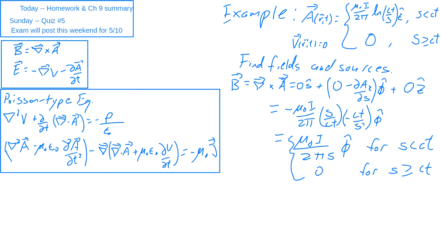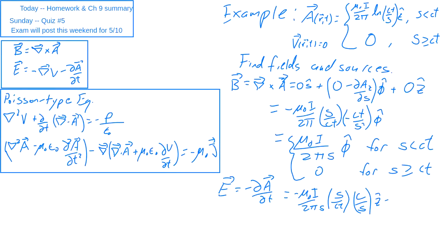And let's take a look at the electric field. We've got 0 for the gradient term because there's no scalar potential, and then minus dA/dt, so there's a temporal component to this. So minus mu naught I over 2 pi s. Again, we take 1 over the argument of the natural log, and then we take the time derivative of this. So we're going to get C over s from the chain rule. And that was in the z hat direction still, because it's just the time derivative of that.